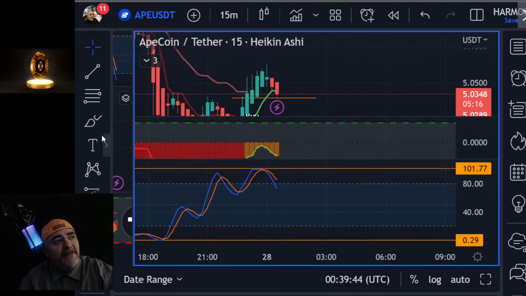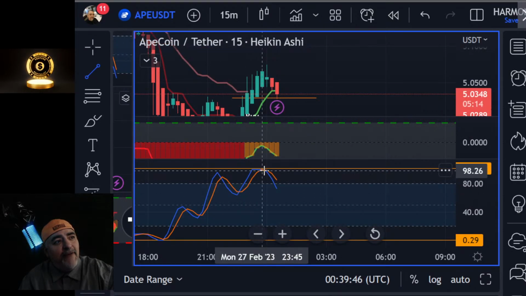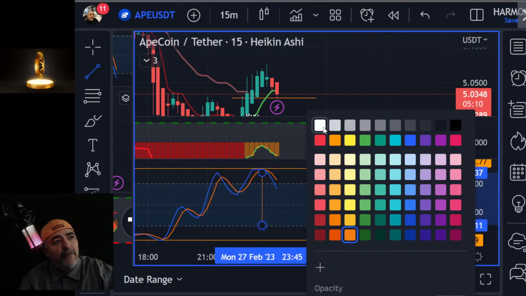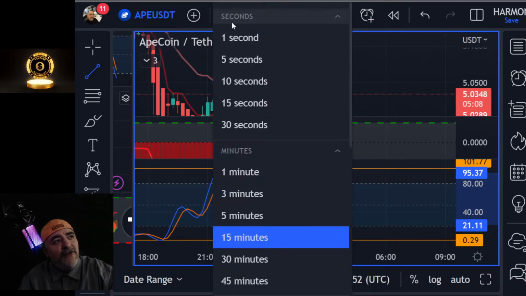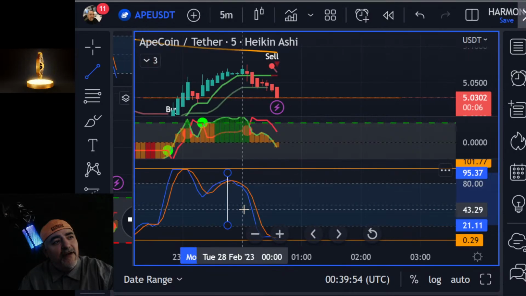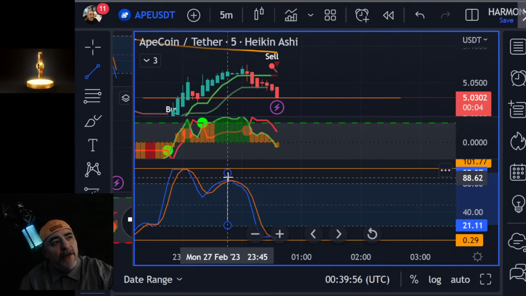So let's go back to the 15 minute. I'm going to put the line right where the RSI bent on the 15 minute. I'm going to make that white so we can find it and see it. Then you go to the 5 minute. Where was the 5 minute RSI on that bounce? It was also coming down.